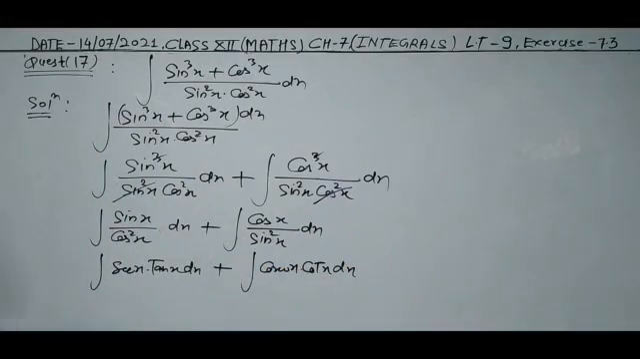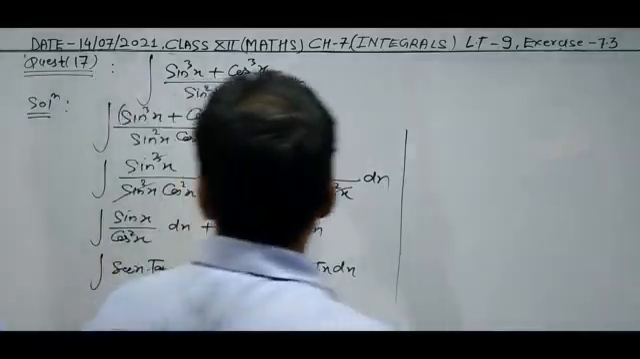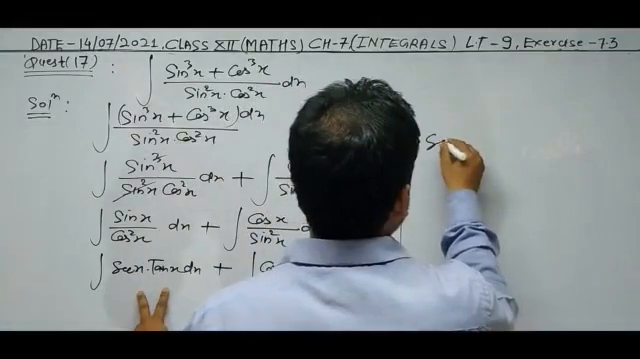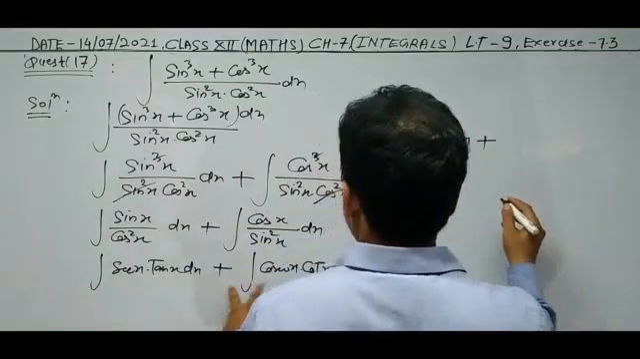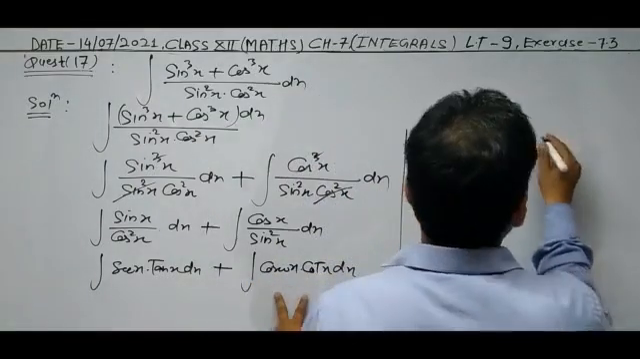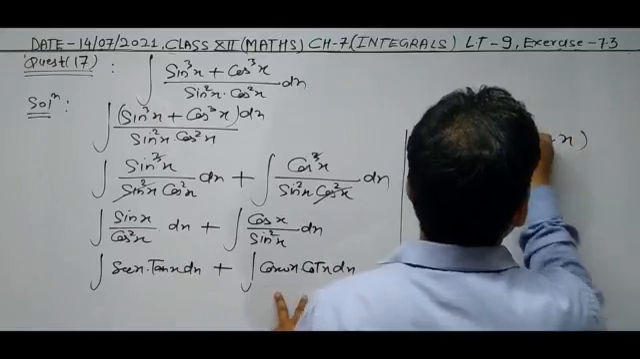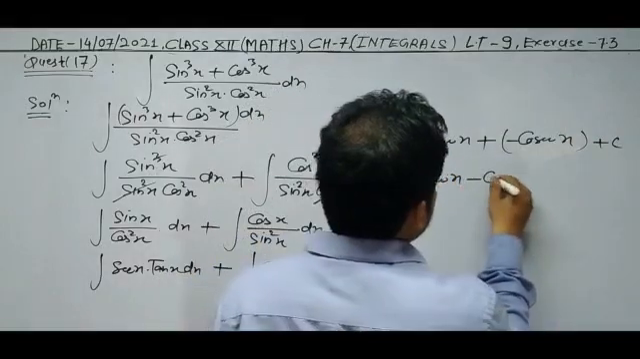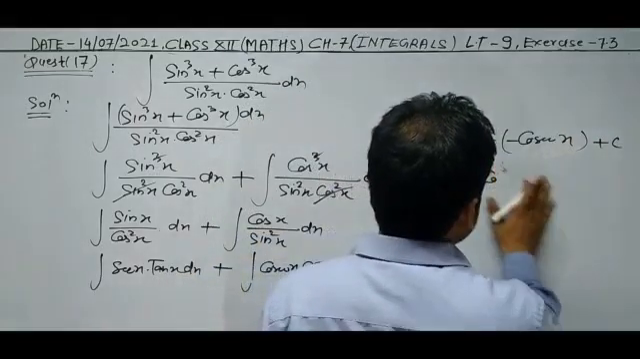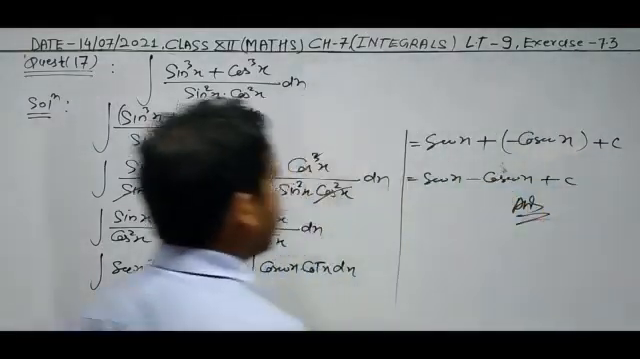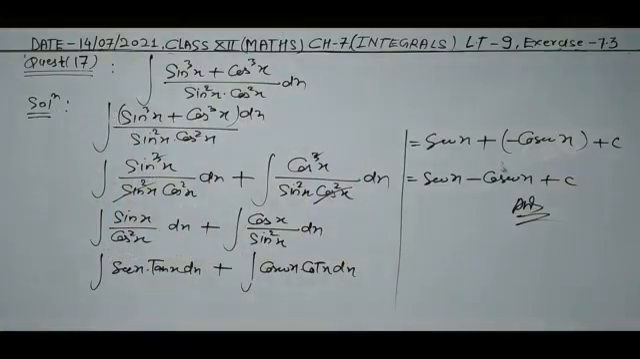And you know its integration is, integration of first part is sec x plus cosec x cot x minus cosec x, now plus c. So answer will be sec x minus cosec x plus c. This is the answer. Now question number 17 is totally completed.